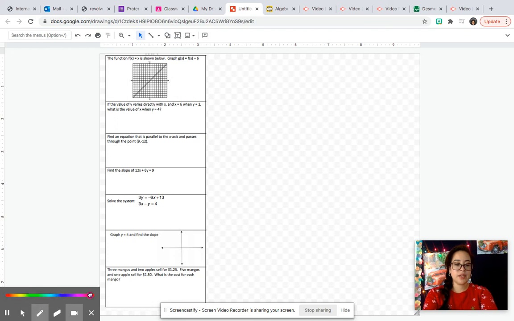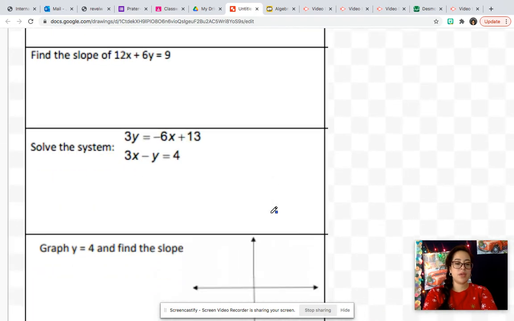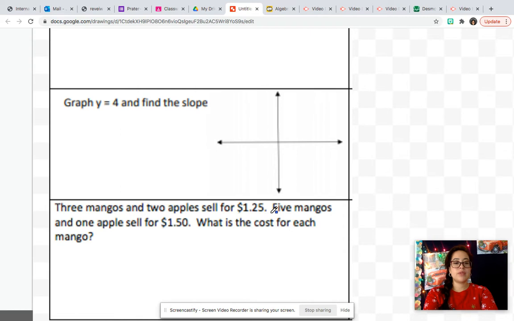Hey guys, so let's go ahead and go into the last two problems. Okay, graph y equals 4 and find the slope. So, y equals 4 is a horizontal line that is crossing through the 4 on the y-axis.